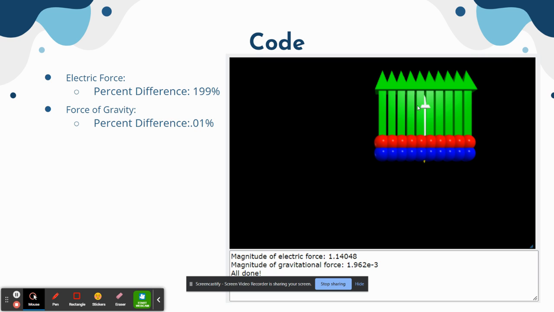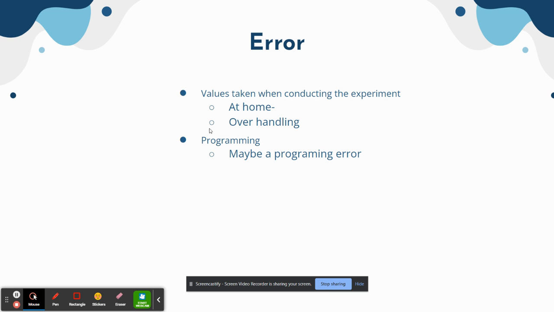These arrows were scaled so that we could see all of them. The gravitational force arrow is extremely small, but it's right at the bottom of the blue line of charges. From the values calculated earlier compared to this program's values, we found a percent difference of 199 for the electric force and 0.01 for the force of gravity.